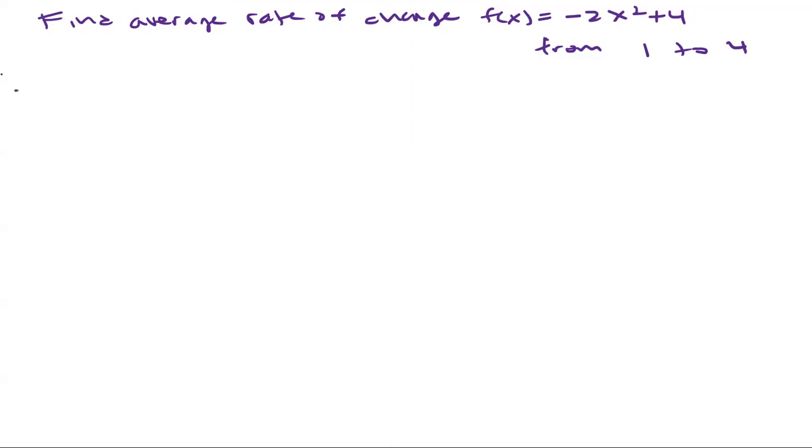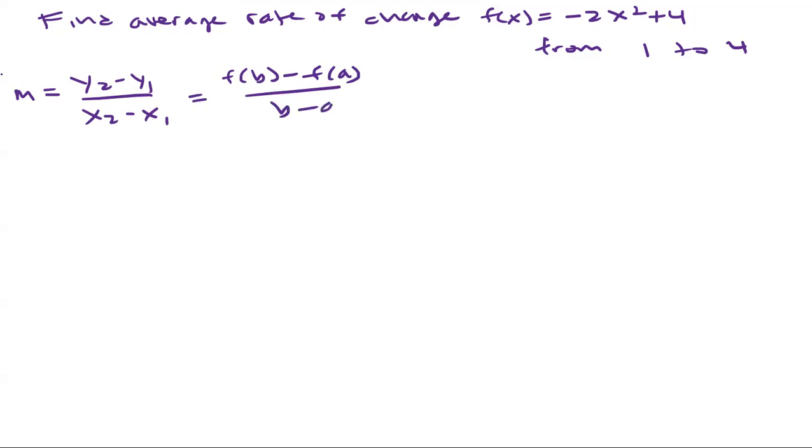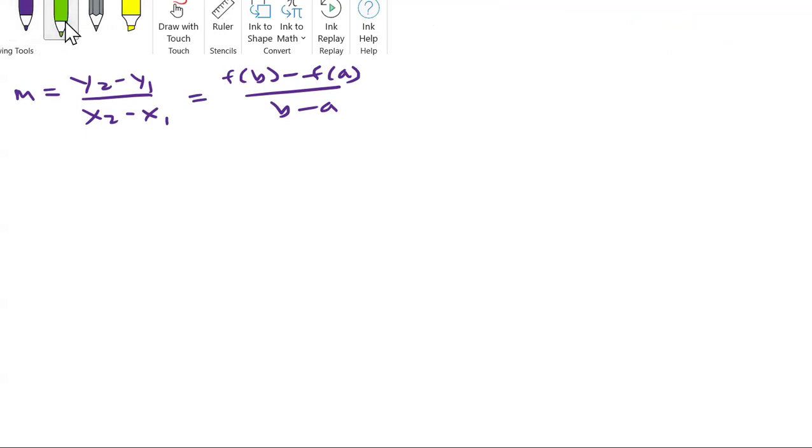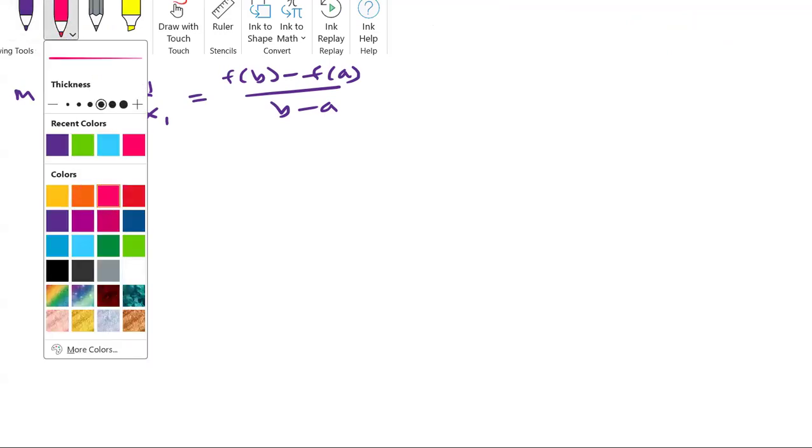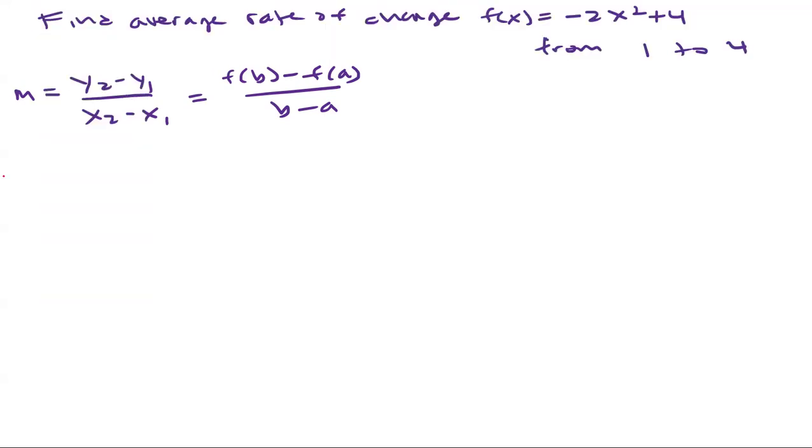So we know the slope formula. Slope formula is y2 minus y1 over x2 minus x1. Another way to rewrite the slope formula is f of b minus f of a over b minus a. They're exactly the same thing. So I'm going to start labeling these. This will be my a and this will be my b.